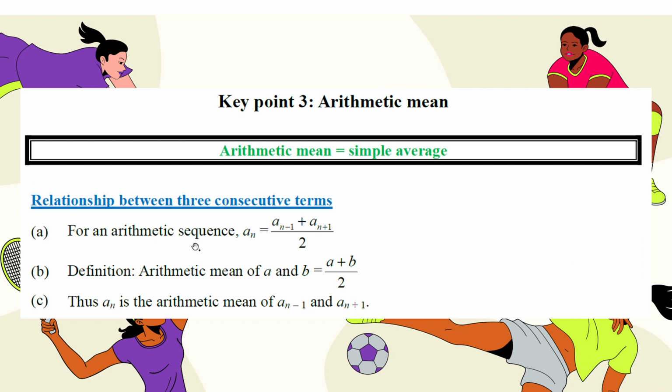For the arithmetic sequence, you know the common difference. So the middle term a_n equals the previous term and the later term added together and divided by 2. We call it the arithmetic mean, because this happens in the arithmetic sequence only. So we define the arithmetic mean of a and b as a plus b, divided by 2. Actually, it's a simple average. And a_n is also the arithmetic mean of a_(n-1) and a_(n+1). Actually, it should be a_(n-k) and a_(n+k), with the same separation, added together and divided by 2.